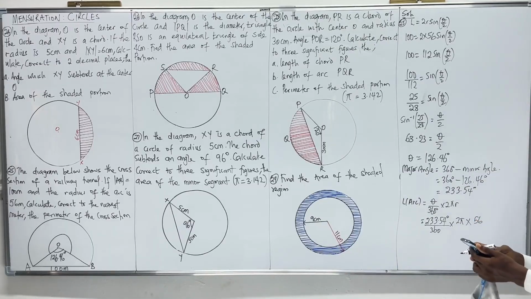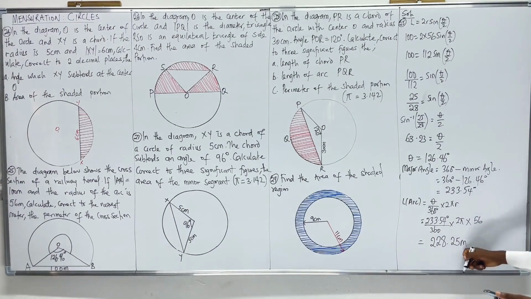Okay, I'm going to put that all into the calculator. So divided by 360 times 2 pi times 56. Okay. So that gives 228.25 meters. That's what we have.